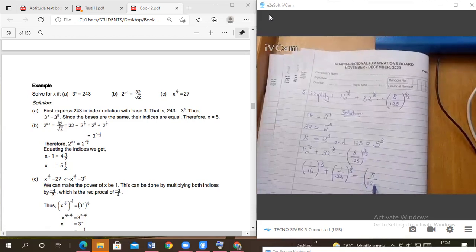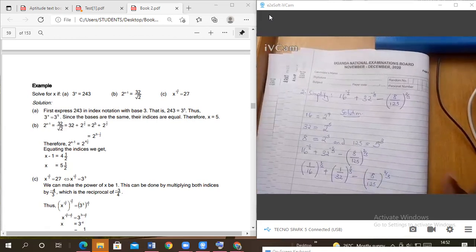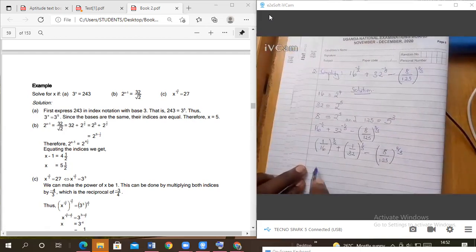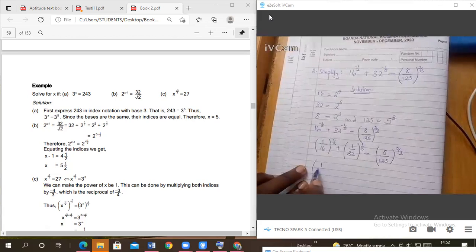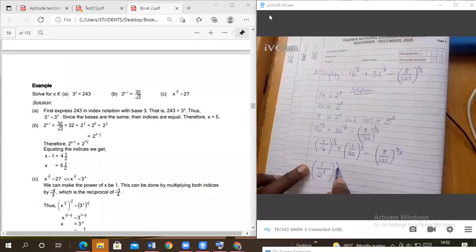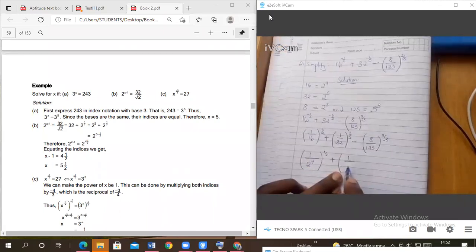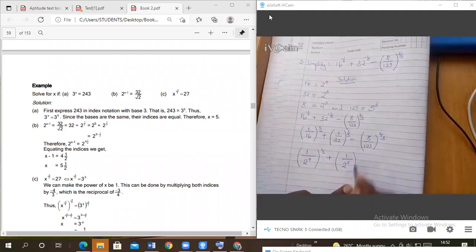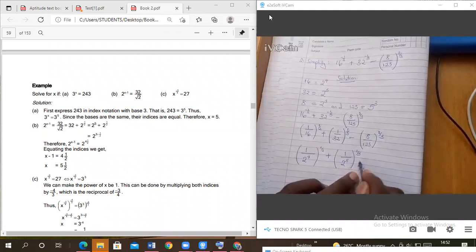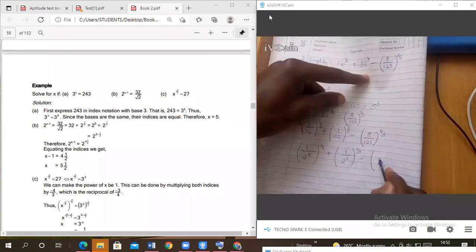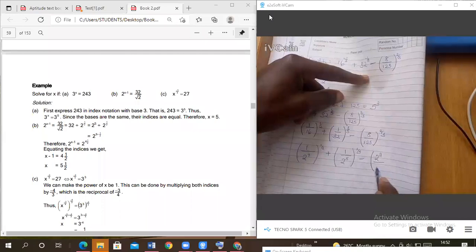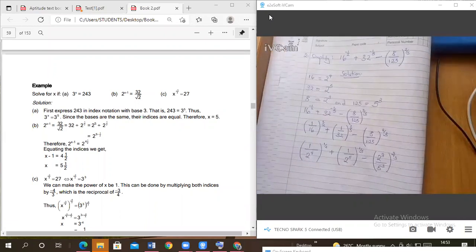8 out of 125 to the power 2 out of 3. So we shall say 1 out of, we know that 16 is the same as 2 to the power 4, I have, plus 1 out of 2 to the power 5, minus 8 is the same as 2 to the power 3. 125 is the same as 5 to the power 3, but all of them is to the power 2 out of 3. Okay?